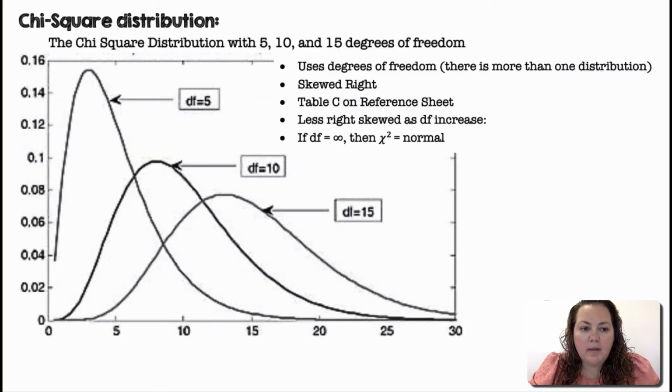All right. So the chi-squared distribution with 5, 10, and 15 degrees of freedom, so you can see what happens as the degrees of freedom increases. It becomes more and more normal. Chi-squared is always going to be a right-skewed distribution. You do have a table that you'll be given when you take your AP exam. So if you have the chi-squared value, you can find the p-value or vice versa using the table. And it becomes less right-skewed as the degrees of freedom increases.